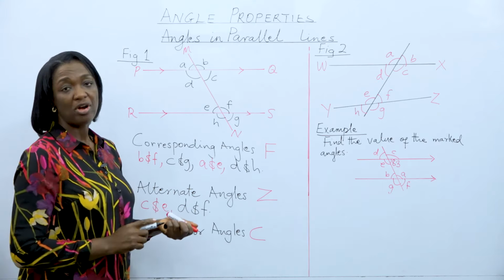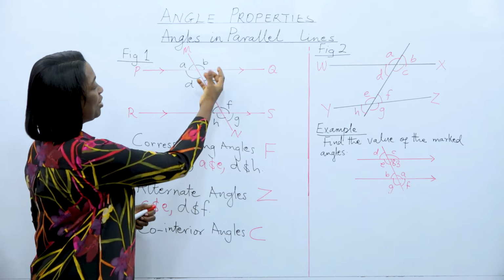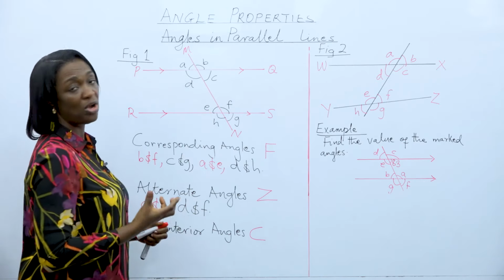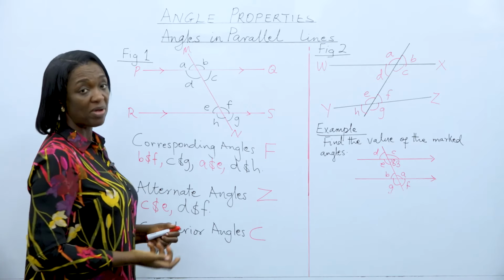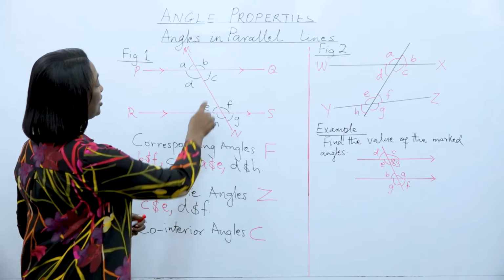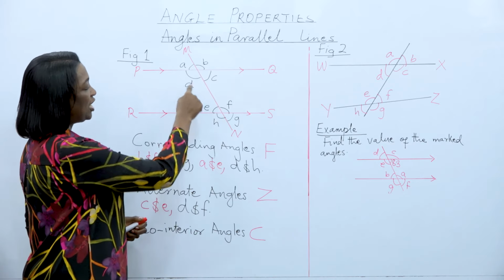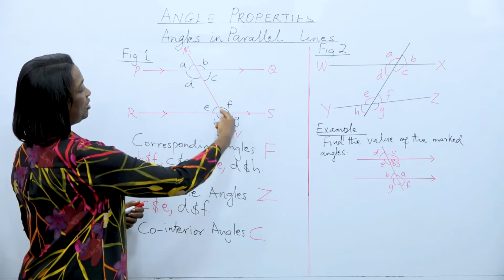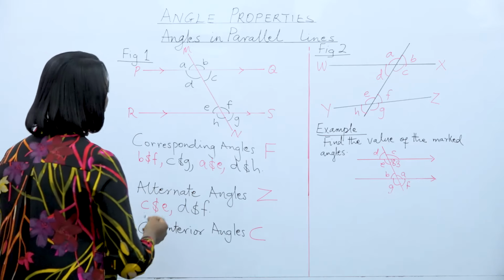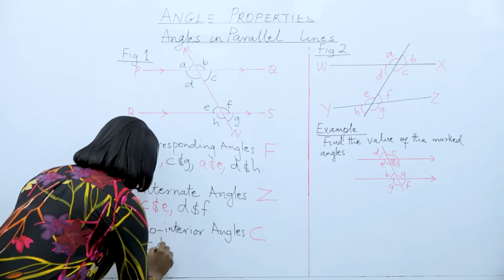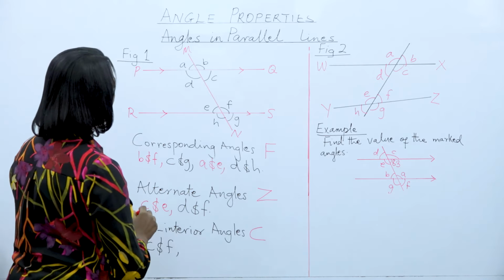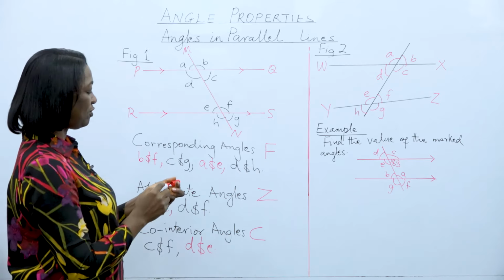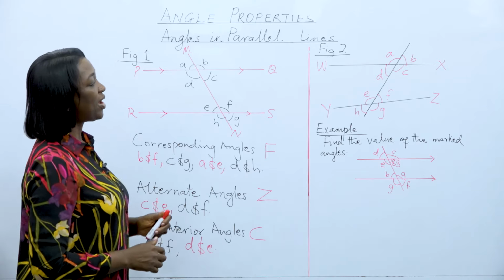Then we have co-interior angles. Co-interior angles are in the middle. C and F are co-interior angles. And co-interior angles add up to 180 degrees, so they are supplementary. The co-interior angles we have here are C and F, and D and E. They form a C-shaped kind of. That's the formation of co-interior angles. So C and F, and angle D and angle E. Those are examples of co-interior angles in figure 1.